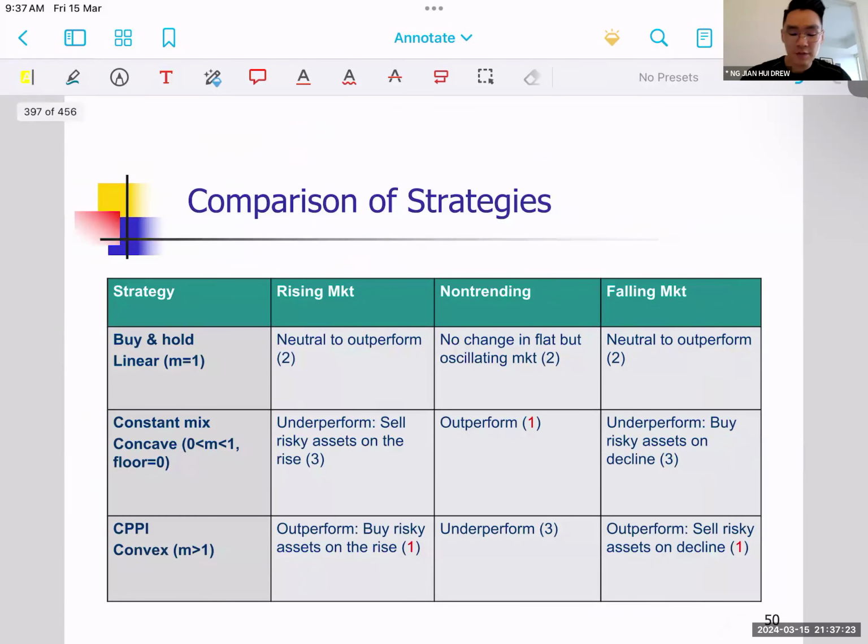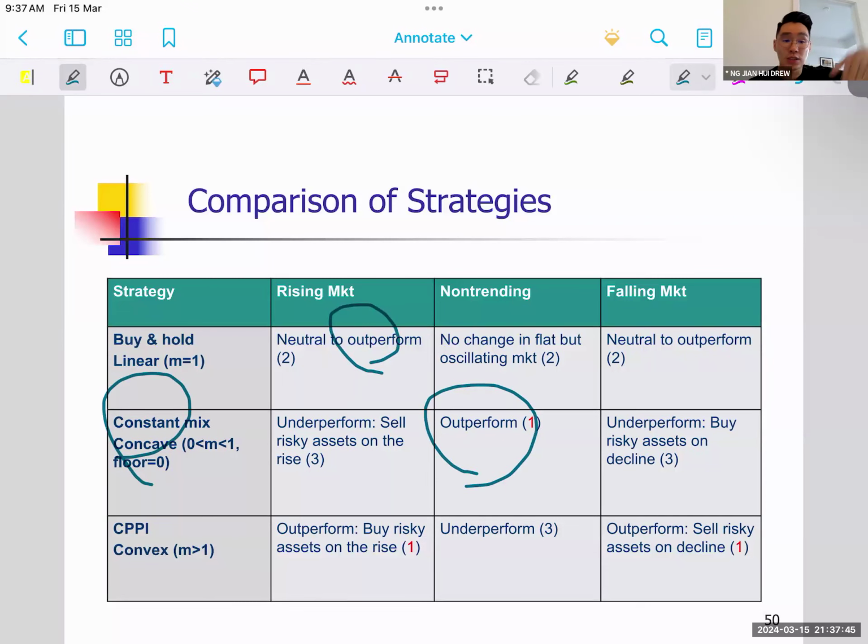All right. So, comparison of various strategies. We have talked about the buy and hold strategy, where M is one, which is good when markets are neutral or going in an uptrend. In a rising market, it is quite good as well. The constant mix strategy is good when there's no trend, so it's just going up and down, up and down. The CPPI is a convex strategy. It's good when there is a trend up or trend down. It's not good when it's fluctuating.